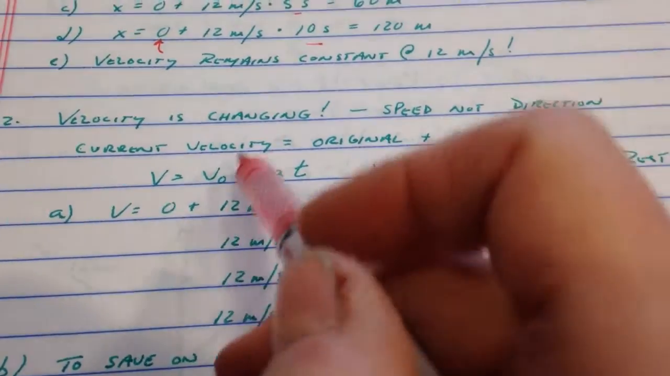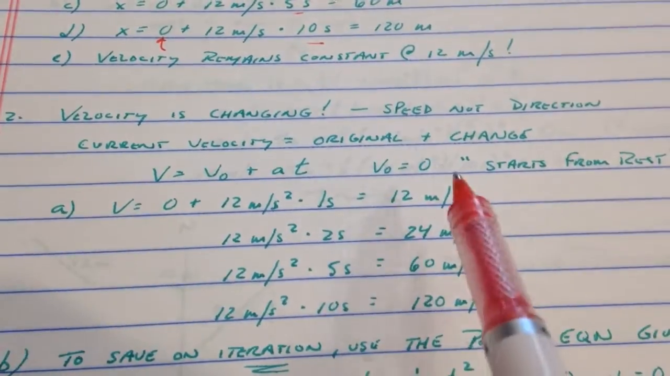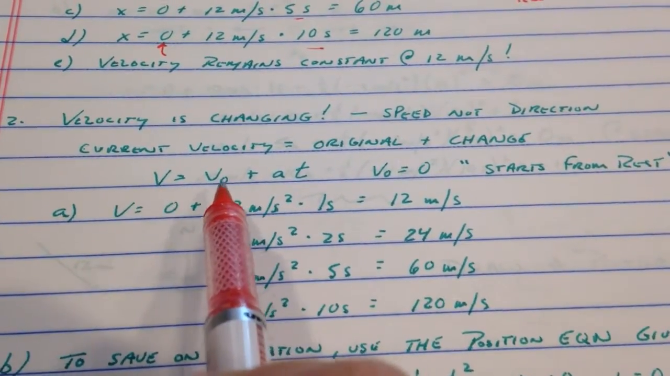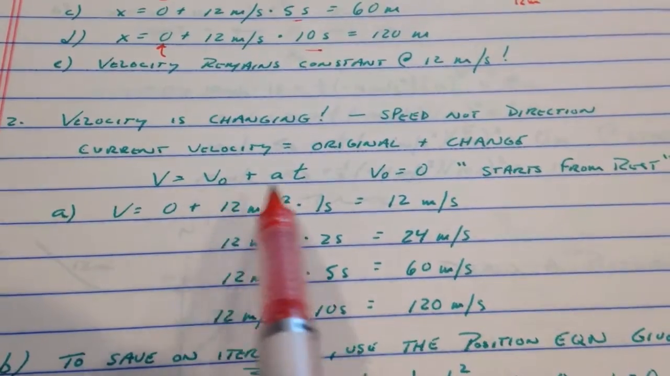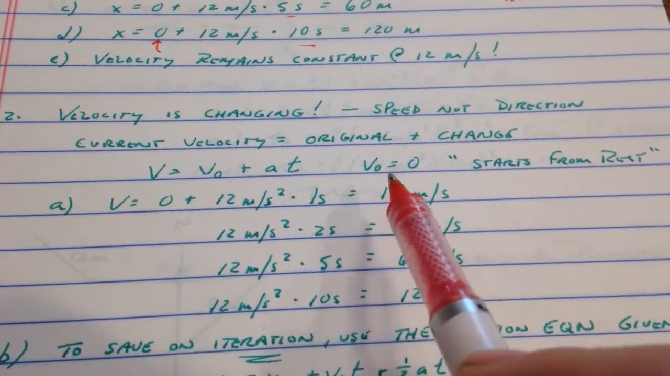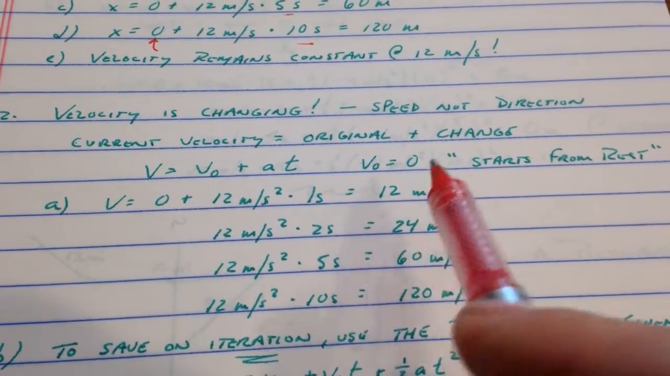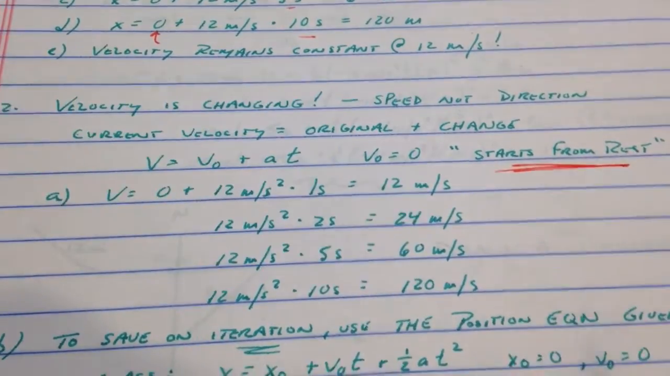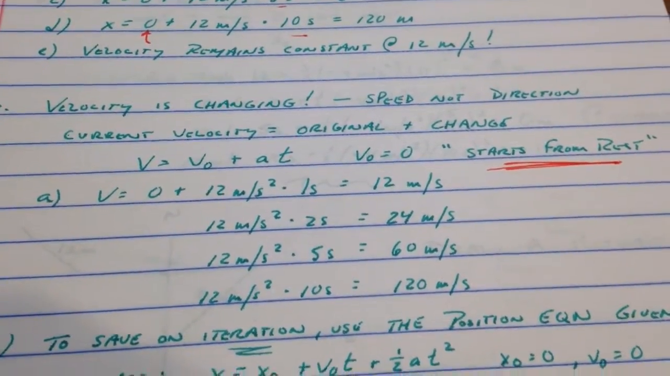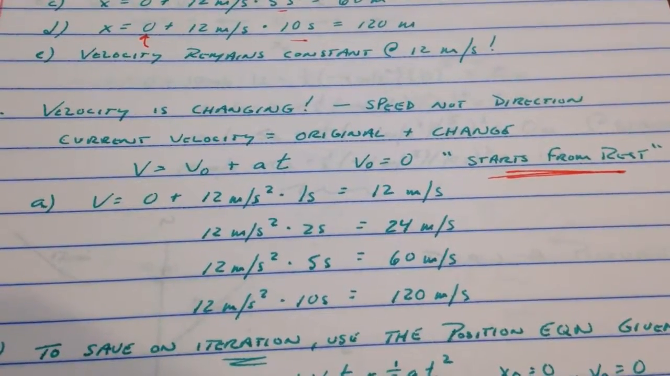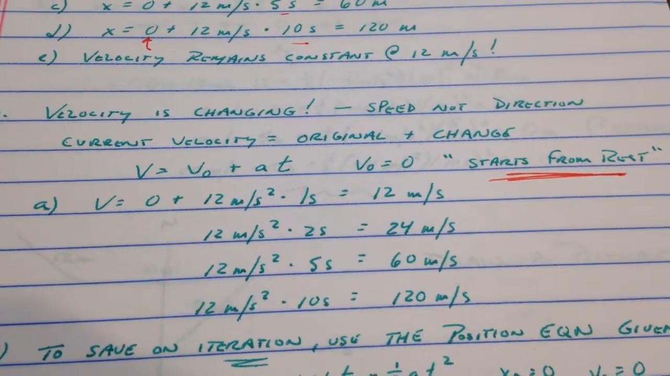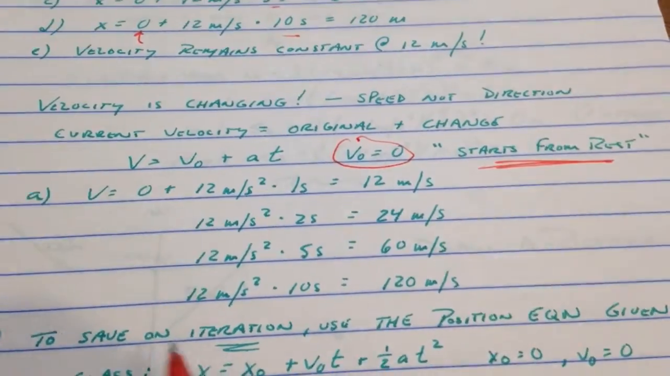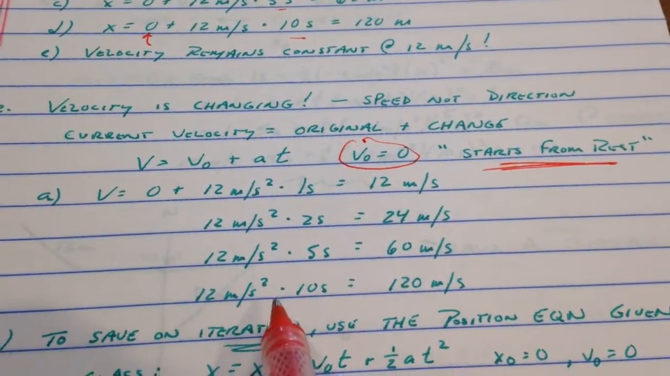The current velocity is going to equal the original velocity plus the change, or in equation language, v equals v sub 0, the initial velocity, plus a times t. V sub 0 is equal to 0. The phrase "starts from rest" is our cue in any of these problems that we're using v sub 0 equal to 0. We chug through the equations.